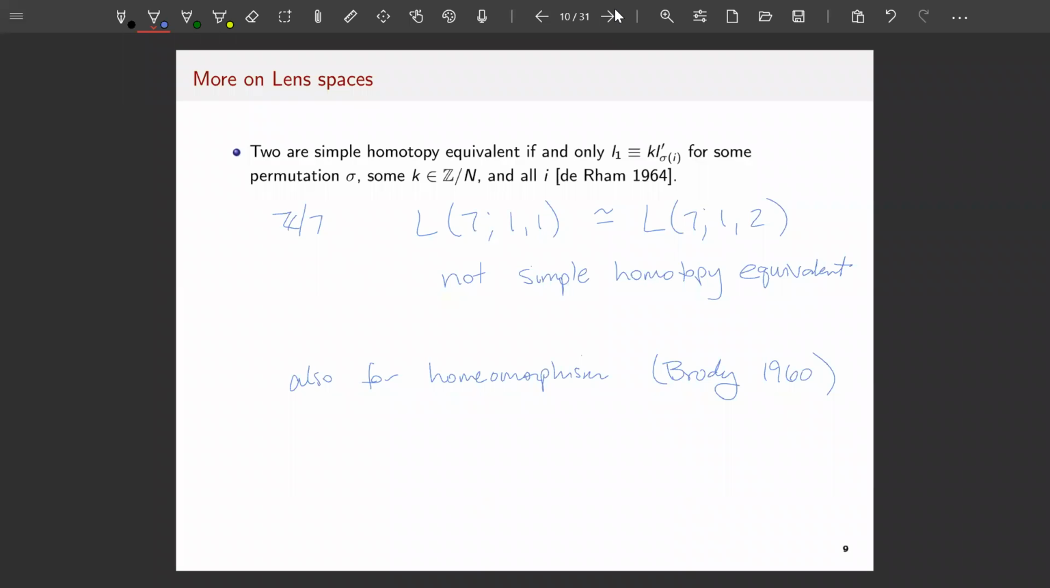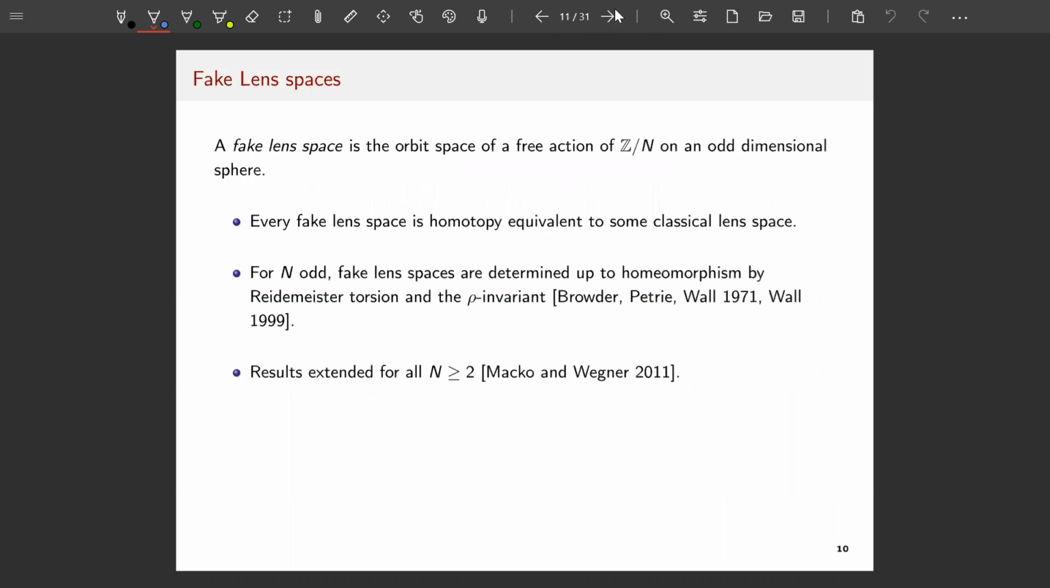Okay, so where do you go from here? So we have these classical lens spaces. We know when they're the same, and we know how to distinguish them. What if we want to look at actions that are not necessarily this rotation action? So we can look at what's known as fake lens spaces. And so this is the orbit space of any free Z mod n action on an odd dimensional sphere. It turns out every fake lens space is homotopy equivalent to one of the classical ones with the rotation numbers, but they're not necessarily homeomorphic in the same way.